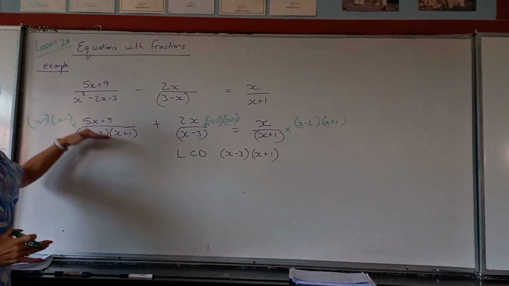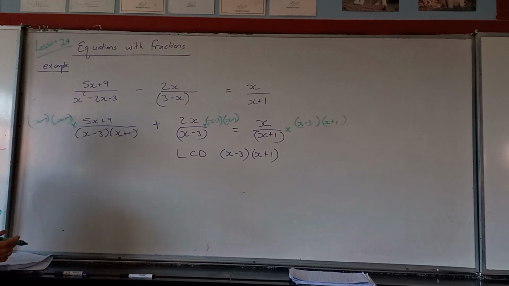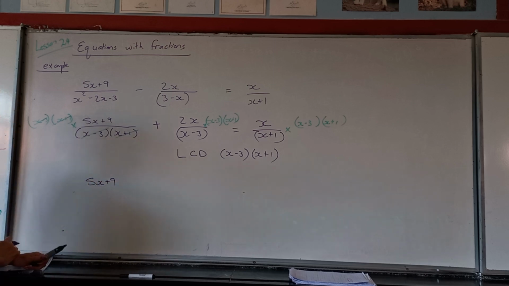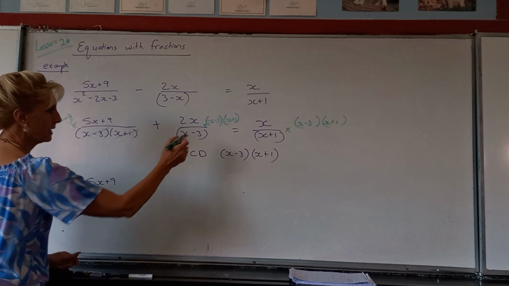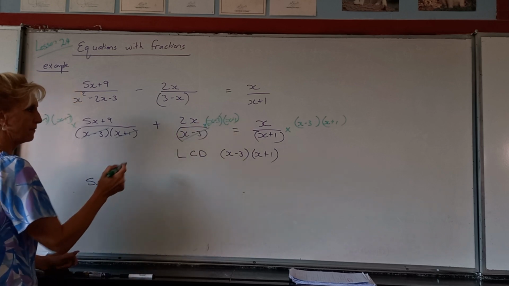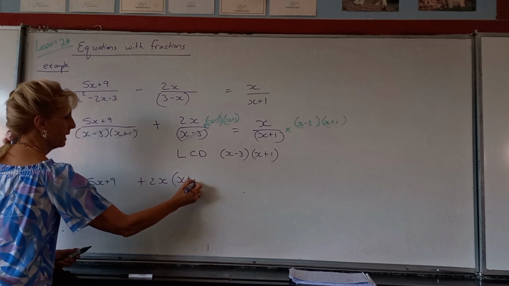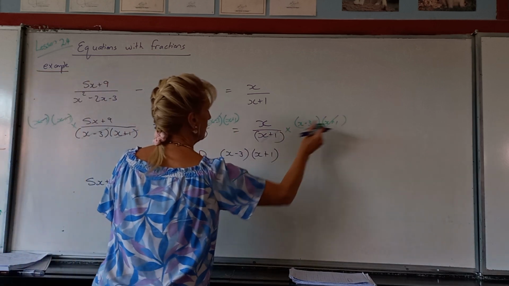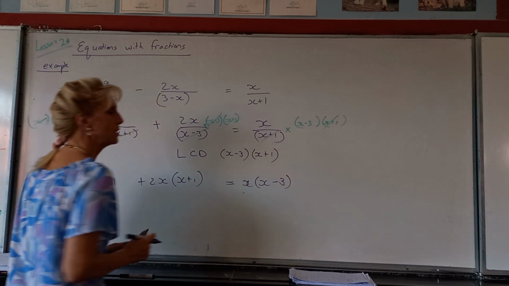Because timing with this LCD means that both of these denominator factors fall away. So I don't have another fraction anymore. It's only 5x plus 9 that's left. Actually, it's in a bracket and timed with 1, but you couldn't do it without the bracket then. For this one, the cancelling out would be the x minus 3's, but what's left is plus 2x times with x plus 1. This one, the x plus 1's cancel out. What's left, after the equal sign, is x times x minus 3.